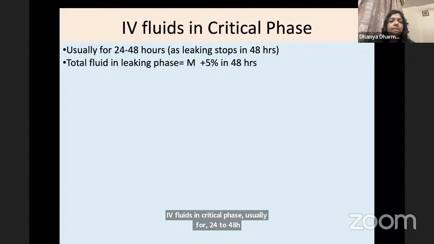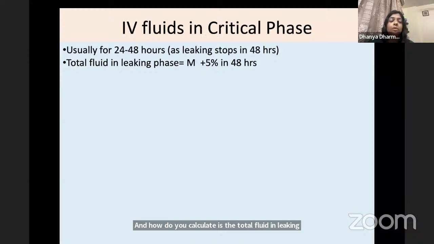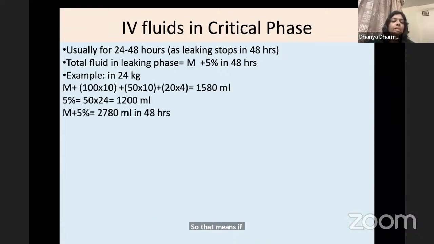And how do you calculate? The total fluid in the leaking phase is maintenance plus 5% over 48 hours. Maintenance fluid we all know how to calculate. For example, for 24 kg: the first 10 kg, 100 ml per kg, then 50 for the next 10, and 20 for the remaining kgs. So for 24 kg, it comes out to be 1580. 5% means 50 into the weight, and then you add it up. So this is in 48 hours.